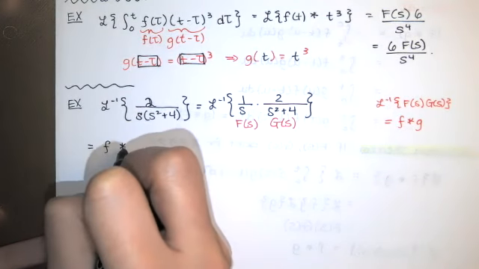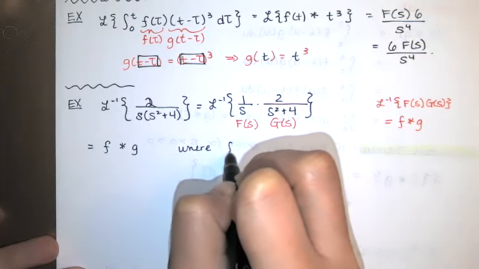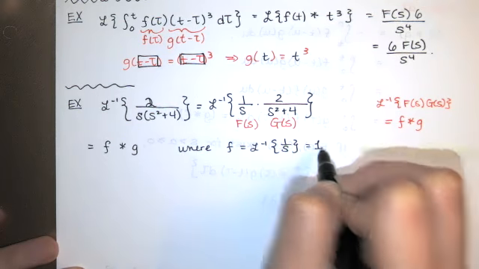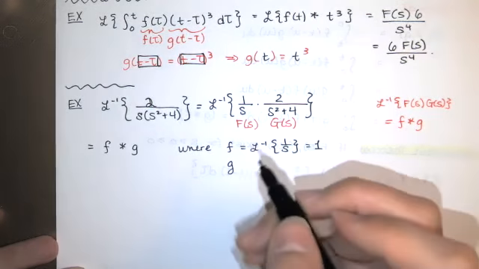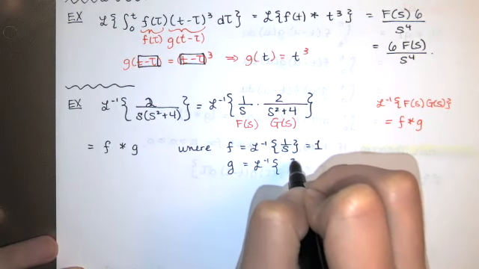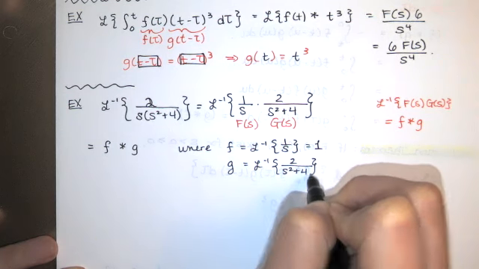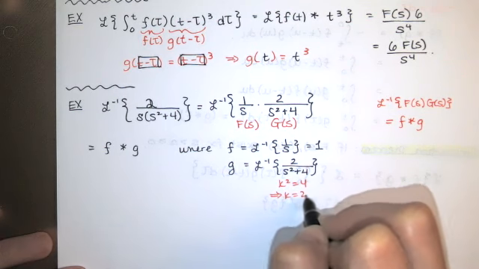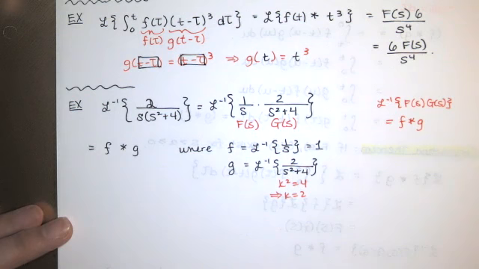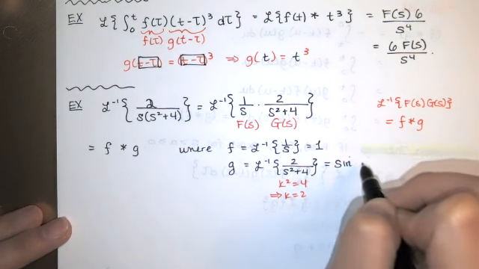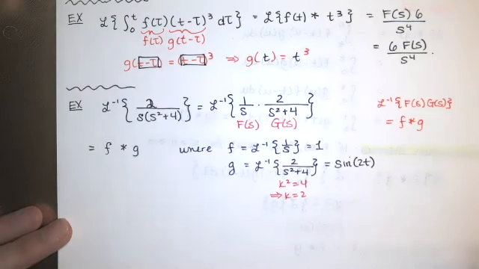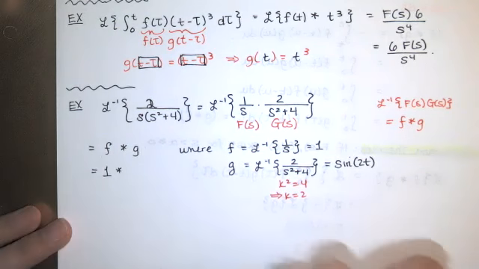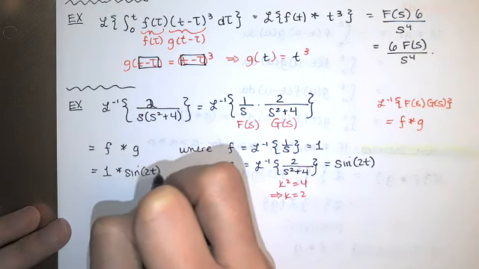So this will be the convolution of f with g, where f is the inverse transform of f of s, which is 1 over s. The inverse transform of 1 over s is 1. And g is the inverse transform of 2 over s squared plus 4. This is s squared plus k squared. K squared equals 4. That means k equals 2. So I've got k over s squared plus k squared. Well, the inverse transform of that is sine of kt. So we have sine of 2t here. So the inverse transform of this can be written as the convolution of 1 with sine of 2t.